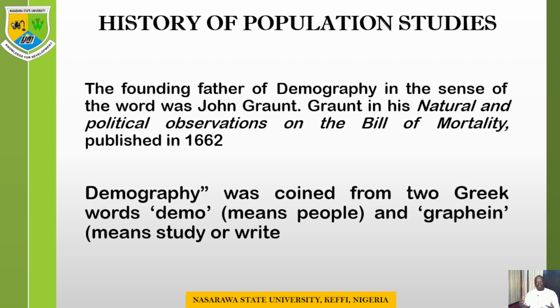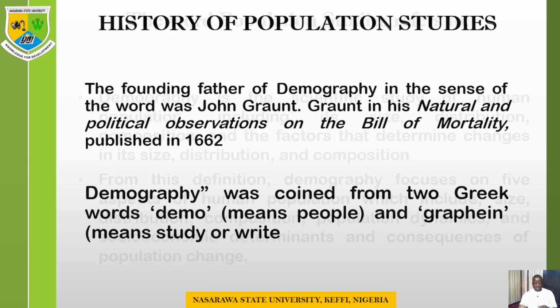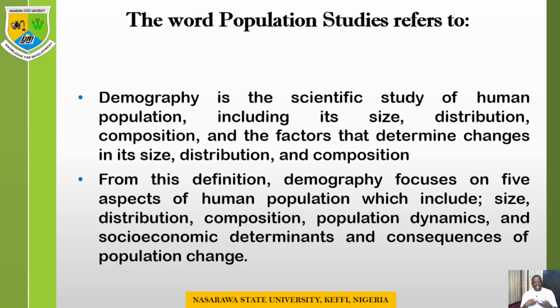The founding father of demography, in the sense of this word, was John Graunt, in his Natural and Political Observations on the Bills of Mortality, published in 1662. John Graunt is the father of demography. This word demography comes from two Greek words: demo means people, and graphia means to study or to write. That means it is the study of the people. Demography is interested in the study of the people.